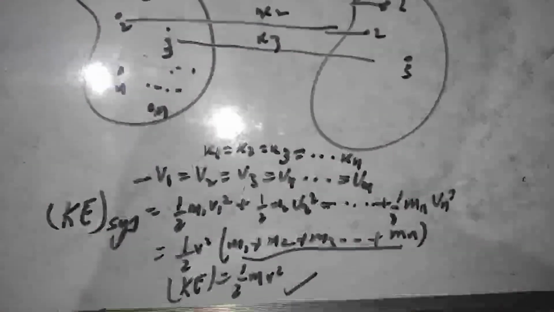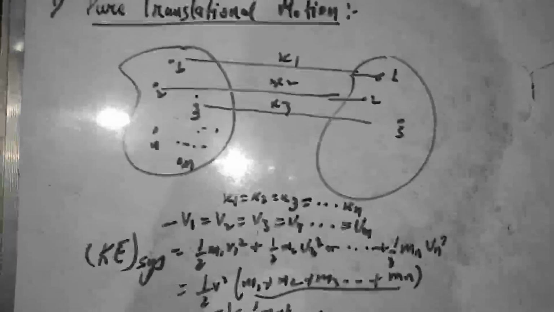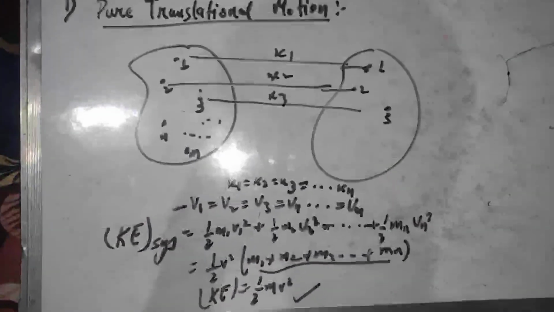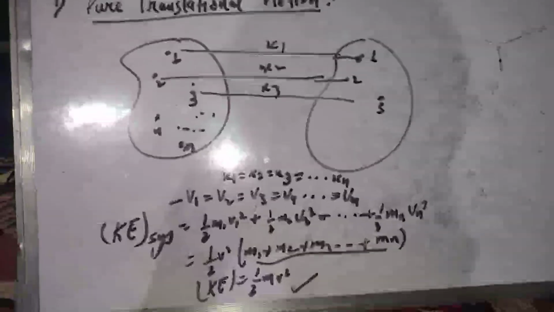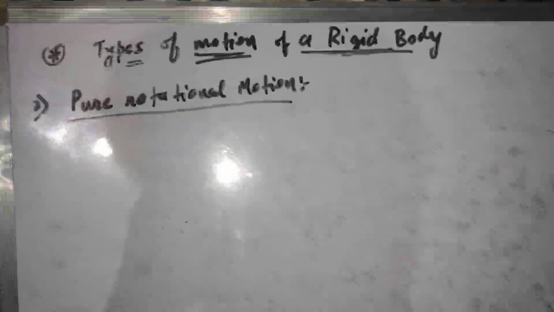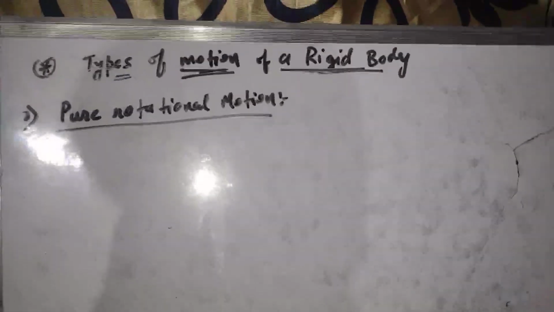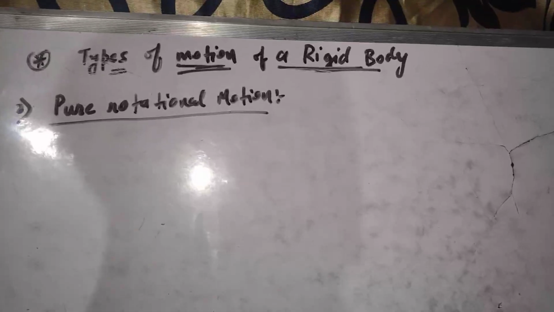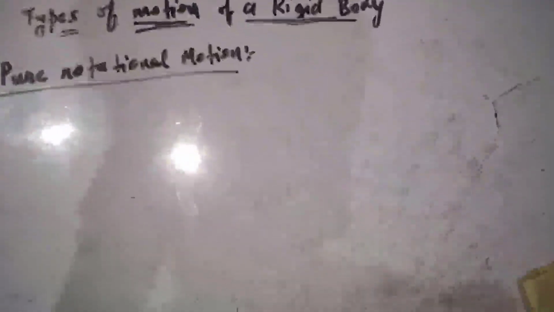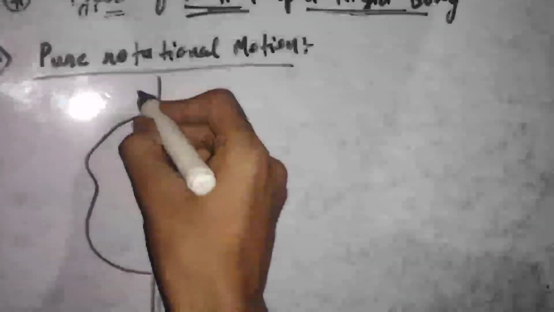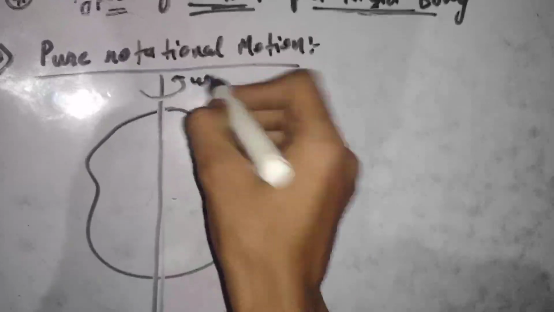Now we will talk about the second type of motion a rigid body performs, and that is pure rotational motion. We know that every point on the body moves in a circle whose center lies on the axis of rotation. Let there be a body like this, and this is the axis through which the body is rotating. Let's say it is moving with omega.